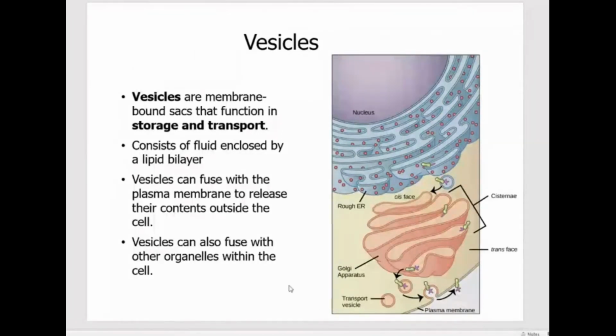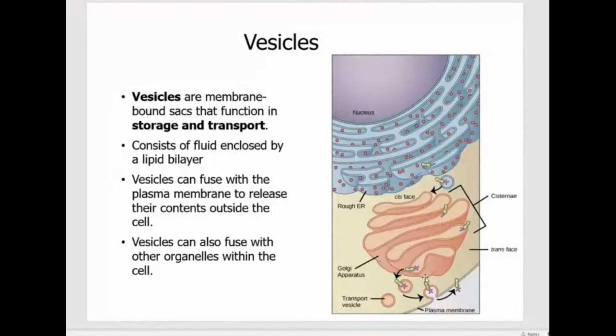Vesicles are membrane-bound sacs that function in storage and transport. So you can store things in the vesicle. The vesicle is bounded by a lipid bilayer, so it's pretty good at separating the components inside from the cytoplasm. But mostly it does transport. There are two locations here you can see from the picture. Right over here, there is a substance that needs to be transported from the rough ER into the Golgi apparatus. You can see that the vesicles bud off from the rough ER and form a vesicle, and it's going to come here to the Golgi apparatus and fuse with the Golgi apparatus.